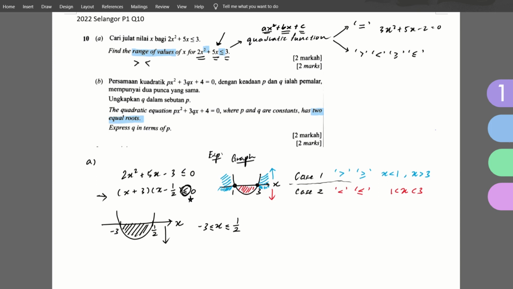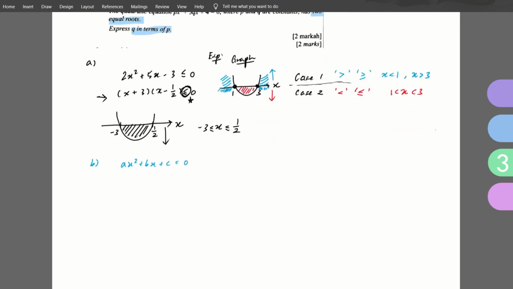And we need to express Q in terms of P. So now the question is, how do we use the clue 2 equal roots to help us form an equation whereby Q is in terms of P? So before this, let me teach you a concept in this chapter.